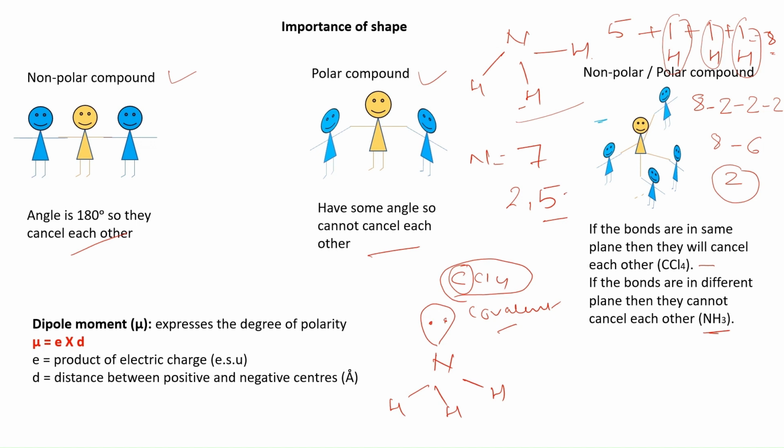So you can calculate like this and you can find out whether the molecule is formed due to a polar or non-polar covalent bond. Clear? Next is dipole moment. It expresses the degree of polarity. The formula is mu equals E into D. E is the product of electric charge and D is the distance between the positive and negative center. It expresses the degree of polarity, meaning it will tell how polar a molecule is in nature.